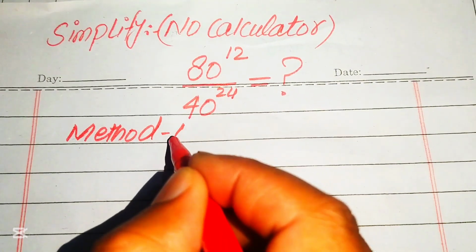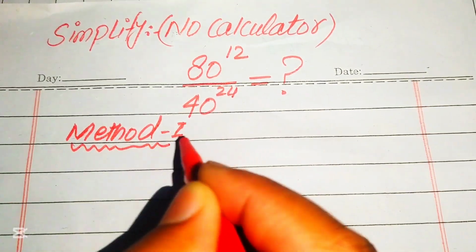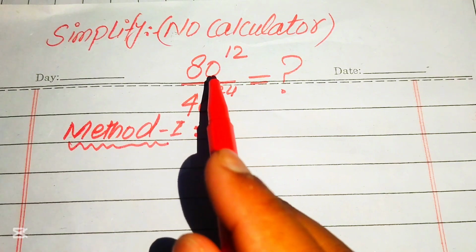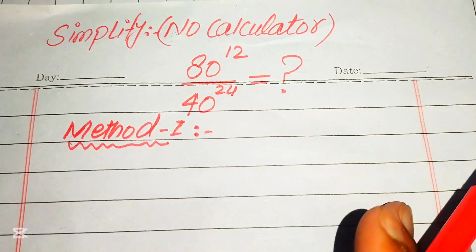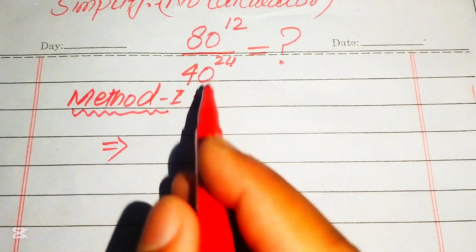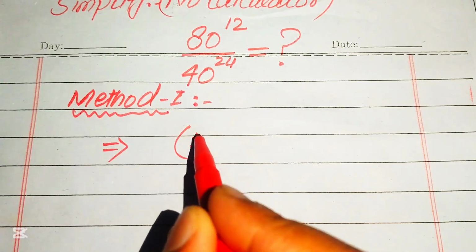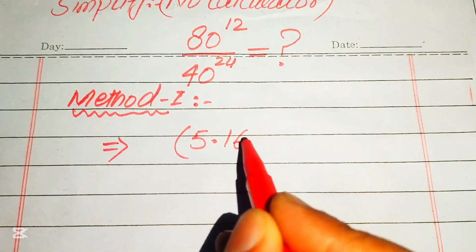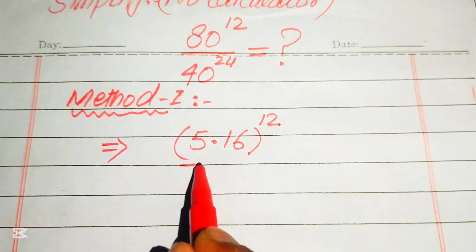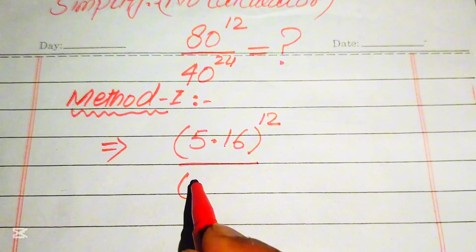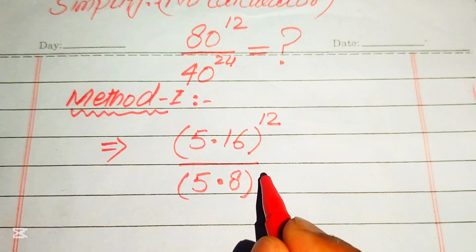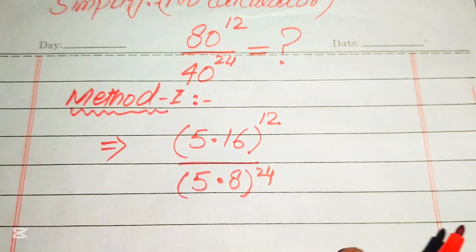In the first method, we need to focus on the bases of this expression. The base in the numerator is 80. We rewrite this base: 80 is written as 5 times 16, and its whole exponent is 12. It is divided by 40, and we write 40 as 5 times 8. We know that 5 times 8 becomes 40.